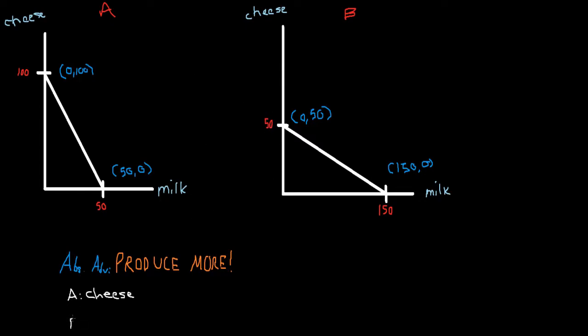So, what does country B have an absolute advantage in? Well, if you look, what can they produce the most of? Country B can produce 150 milk, whereas country A can produce only 50 milk. So, country B has an absolute advantage in milk production here.